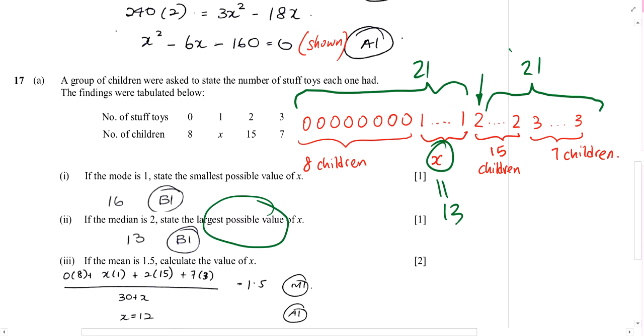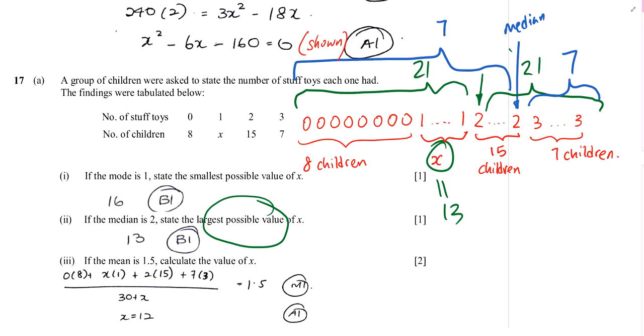So remember, now second case. I use another color. If this is my median, how many people are there over here? 7. Means how many people over here? 7. Possible or not? Not possible. So where must your X be? What must your X be? 13. Answer 13. Okay? Is this something that you can follow?